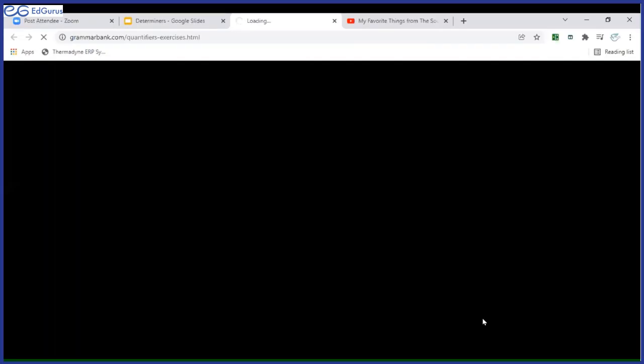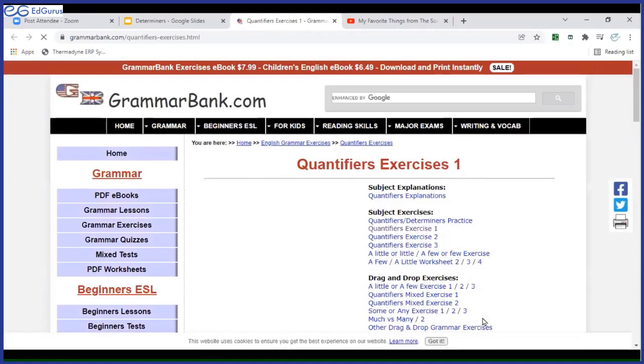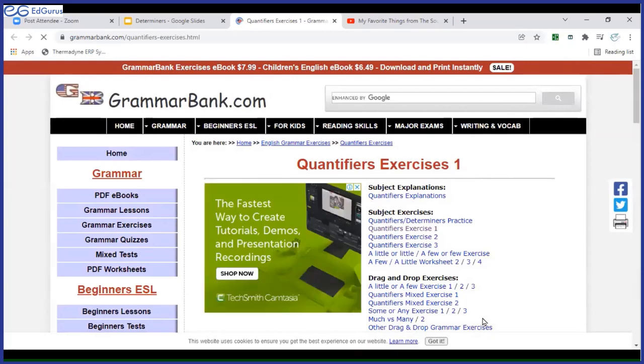Now this is a different website. This is also a good one. Grammar Bank, for any kind of grammar exercise, you just type in the search engine grammarbank.com. Suppose it is sentences, you write sentences. Suppose it is reported speech, you write reported speech. You will get n number of online exercises. You can do them online and you will get the results then and there only. Okay? Yes, ma'am.